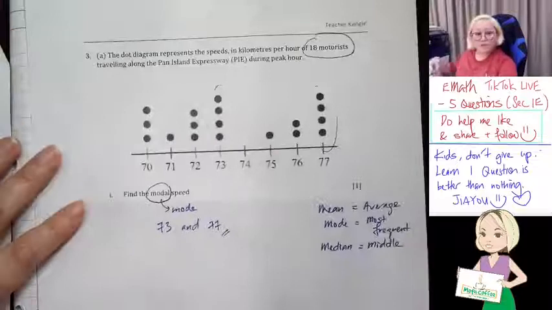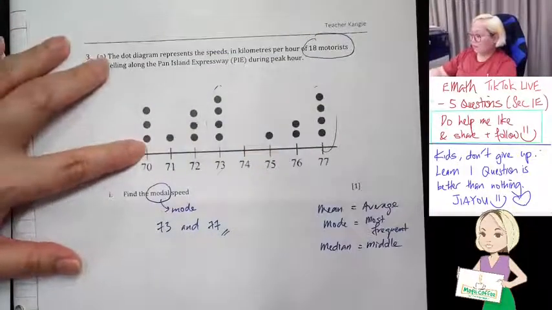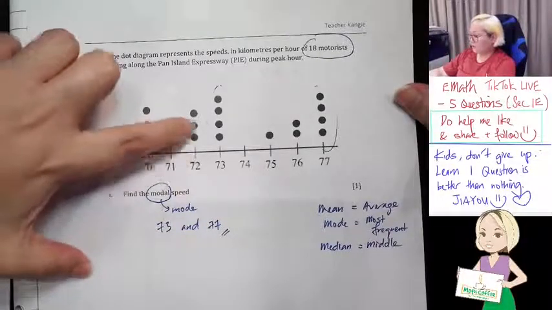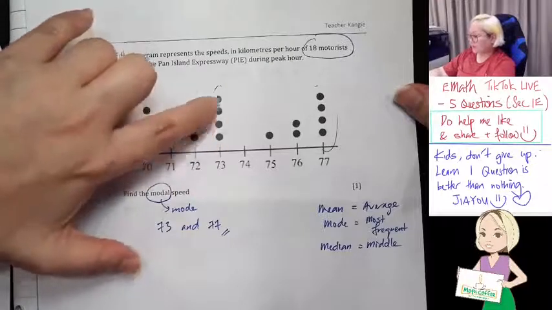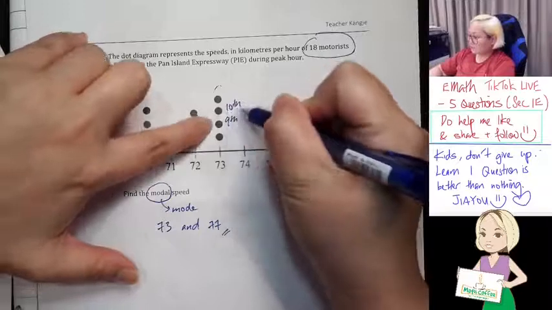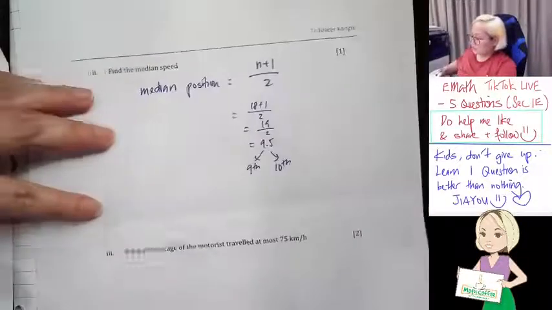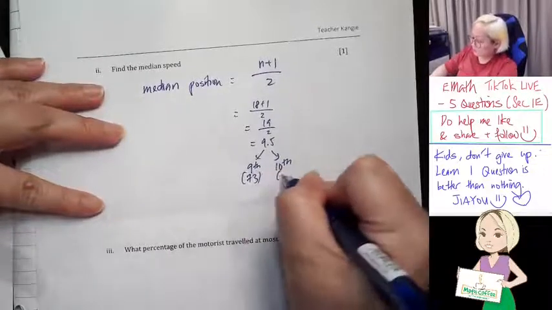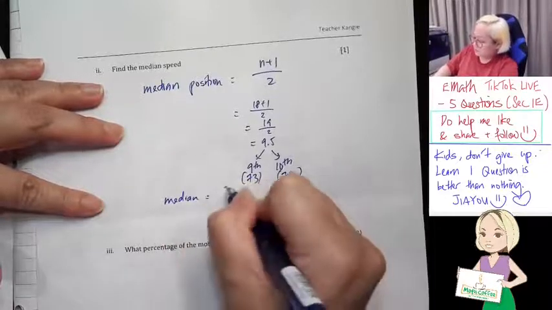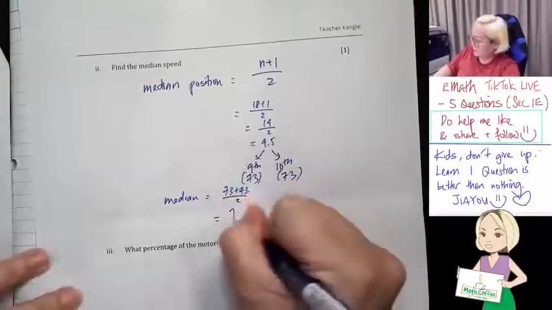Okay, so kids, when you count, please count from ascending. So you count 1, 2, 3, 4, 5, 6, 7, 8, 9, 10. So this is the 9th and this is the 10th. In this case, both numbers are 73. So the two numbers are 73, 73. The median will be these two numbers added together and divided by 2. So it will give me 73, of course.